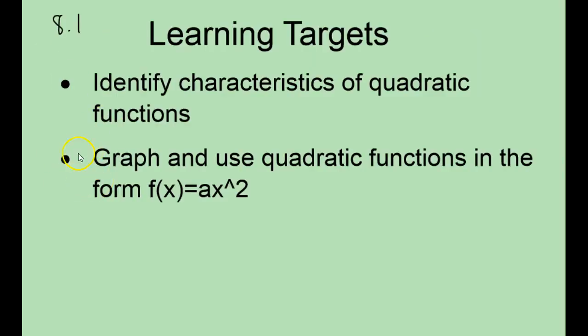Then we were able to graph and use quadratic functions in this form, f of x equals a x squared. So we know that in a larger quadratic I can have a b and c term out here, but in this section we were only focused on my a x squared, where my b and c were 0. Now that I've seen an introduction to quadratic functions and I can graph them and compare my new graph to my parent function, I want you to go ahead and work on your homework for 8.1.